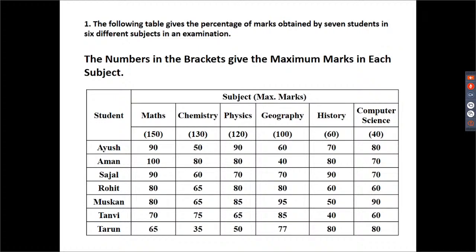Sajal is getting 60% of 130 in chemistry. 60% of 130 means 78. 70% of 120 means 84. 7 twelves are 84. 70% of 100 in geography means 70 marks. 70% of 100 means 70 directly.